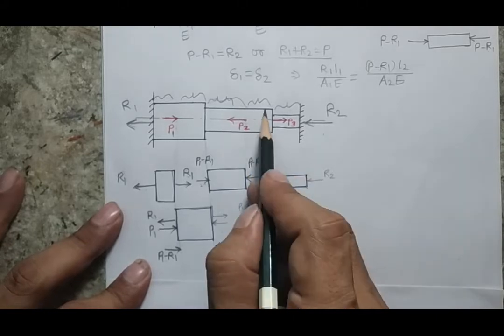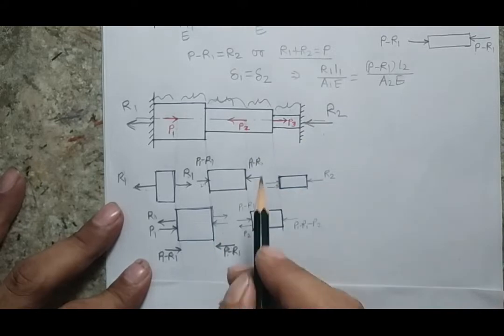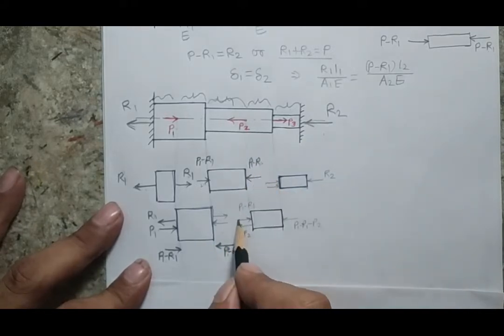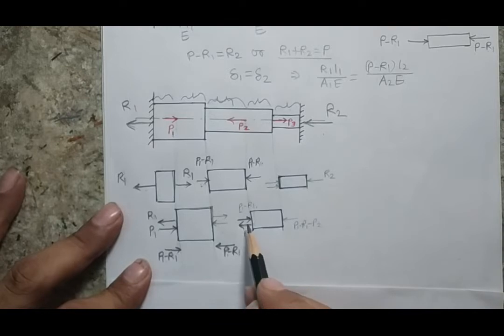Now when I talk about this fourth section, here I have to consider the force P2. So this P1 minus R1 has an equal and opposite value here, and also I have the force P2. So here also I have to think whether P2 is greater than P1 minus R1 or P1 minus R1 is more. If I assume that P1 minus R1 is more, I will consider an equivalent force that will be P1 minus R1 minus P2.